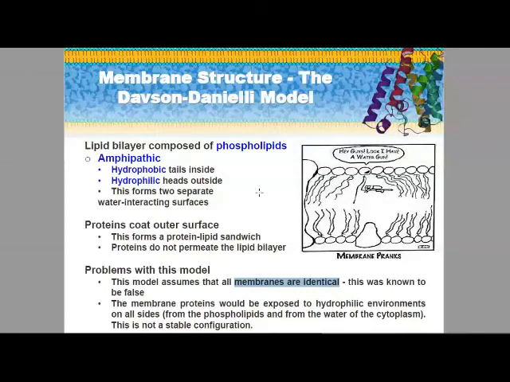And since these proteins would be exposed again to these hydrophilic environments on all sides, inside and outside of the cell, this configuration was not stable for the plasma membrane. Again, the fact that the proteins are 100% based on hydrophilic amino acids, and they are in the outer portion of the membrane, not possible, at least not for a stable structure of the plasma membrane.